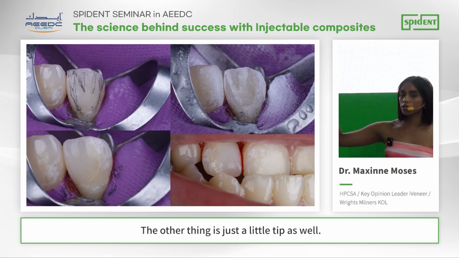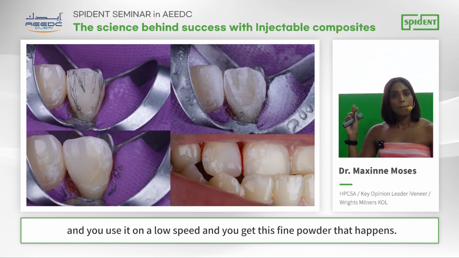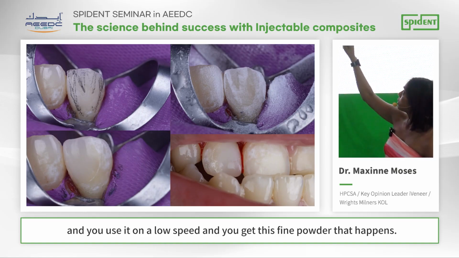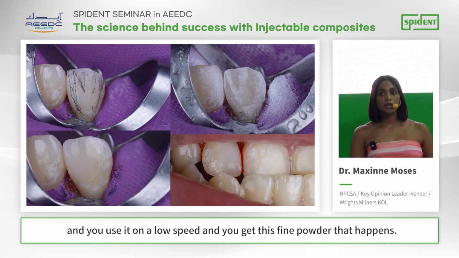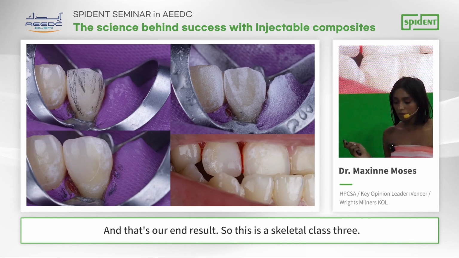The other thing is just a little tip as well. If you're using an electric motor, you turn the water off and use it on a low speed, and you get this fine powder that also shows you your anatomy. You can see quite clearly what you've created. And that's our end result.